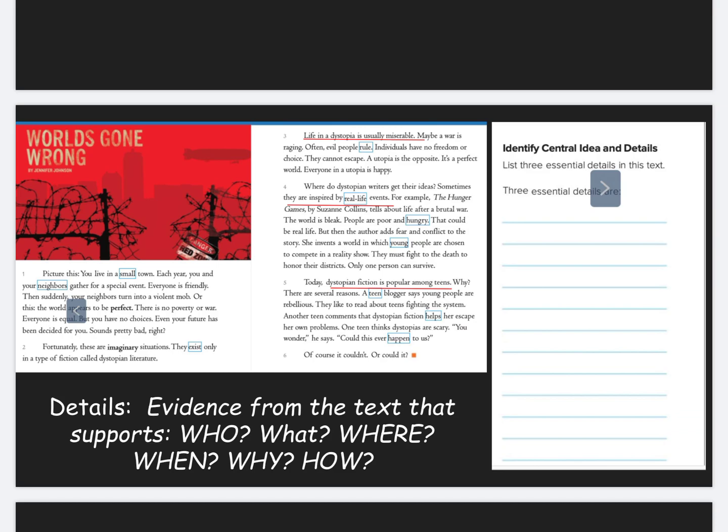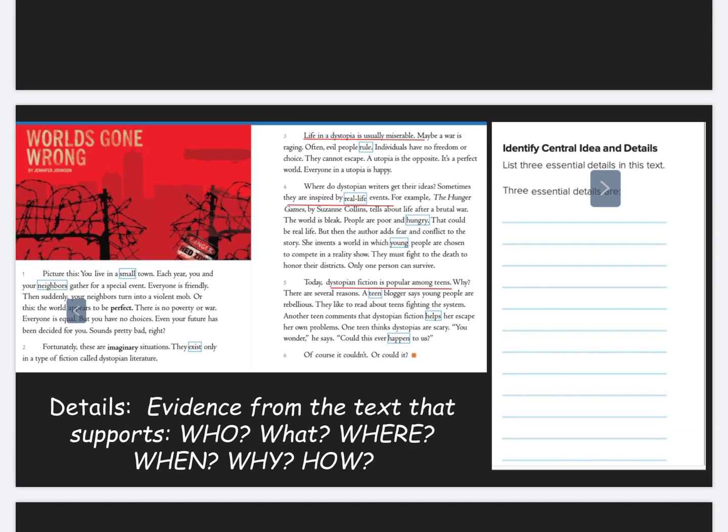And when we look for the details, we want to look at our supporting paragraphs in paragraphs 3, 4, and 5. And each one of those has a topic. Like life in dystopia is usually miserable. And then it gives all those details. Or paragraph 4, where do dystopian writers get their ideas? Well, they're inspired by real life events. And then what else is important to know about dystopian literature?